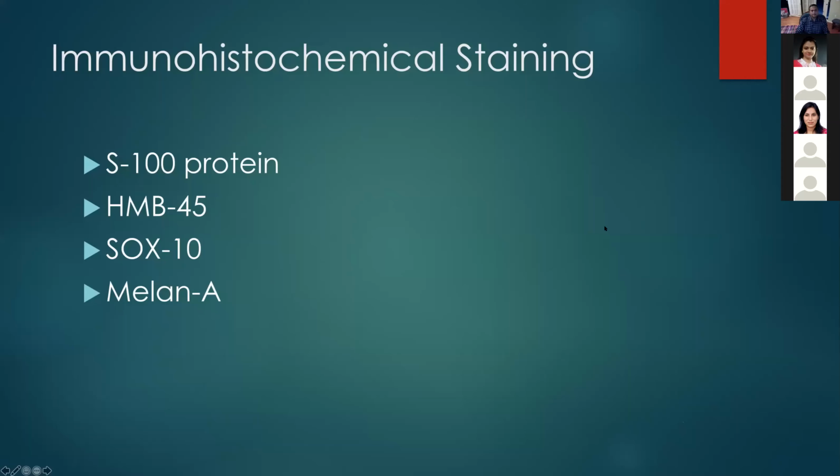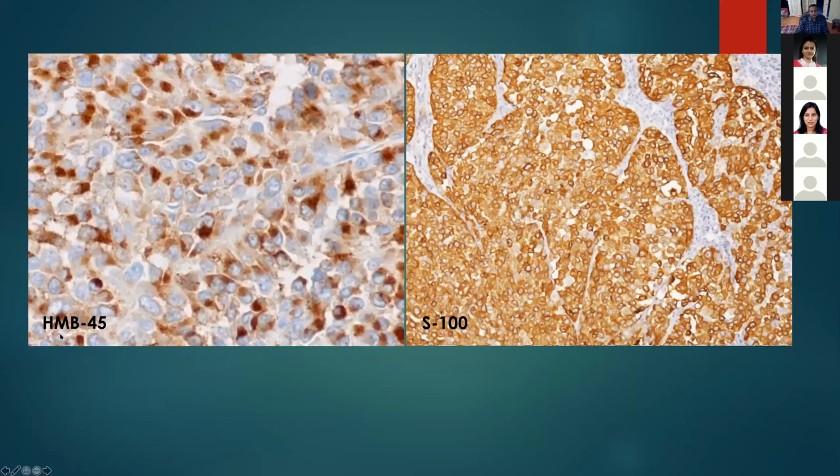Here is an example of HMB45. By the way, the name HMB45 came from human male black. It was first a protein identified in a black male. I think he was 45 years old, but I'm not 100% sure. And S100 protein, of course, is very positive in this case.